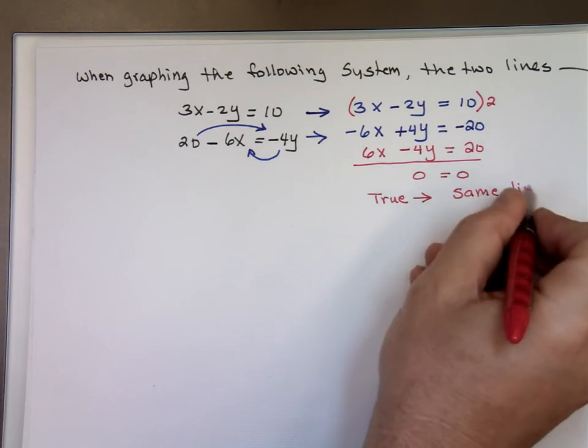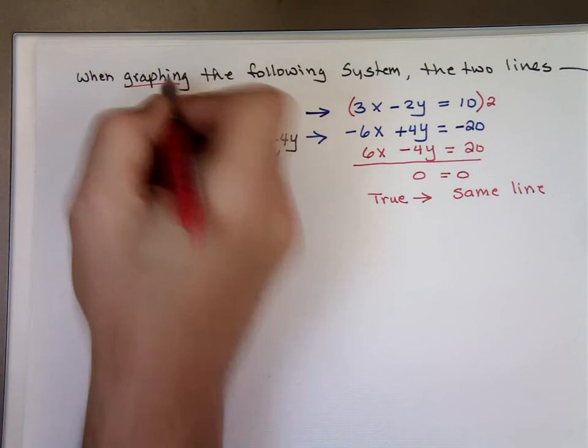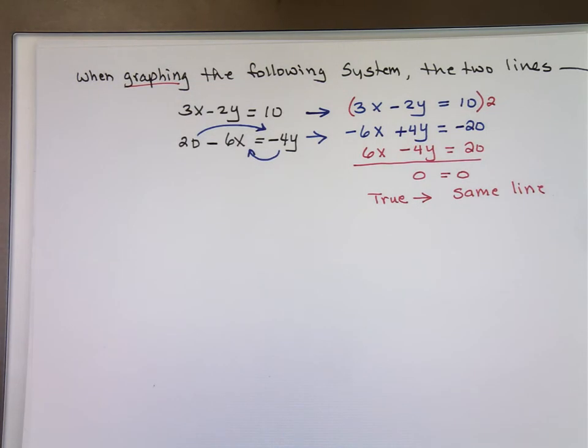So I didn't have to graph them just because it says when graphing them. It didn't say you have to graph them. It says if you were to graph these, what will happen? I can tell you the answer without graphing them. They'll be exactly the same. The same line.